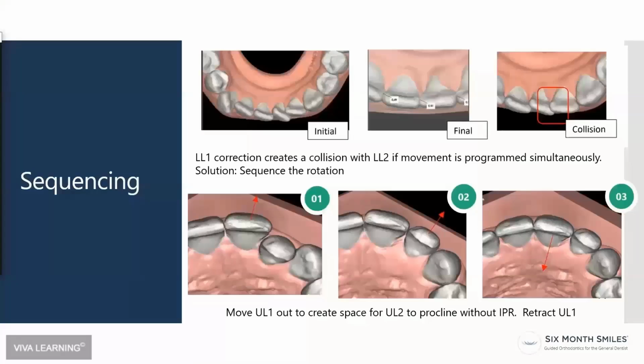Same for the upper left 1. It needs to be placed out to create space for the upper left 2, and to procline without the IPR, instead of bringing just the lateral forwards with IPR. It's a little bit of round tripping, but if the conditions are ideal for it, it can be done, and the IPR can be completely reduced.